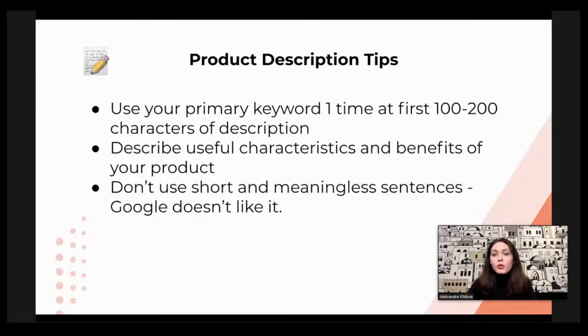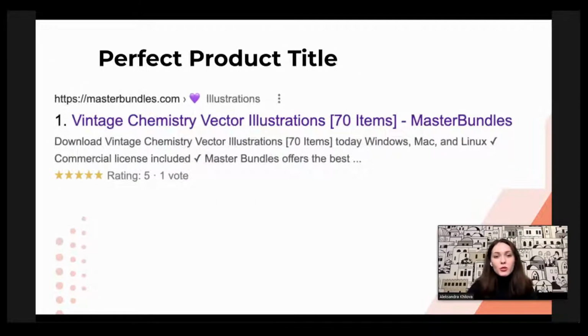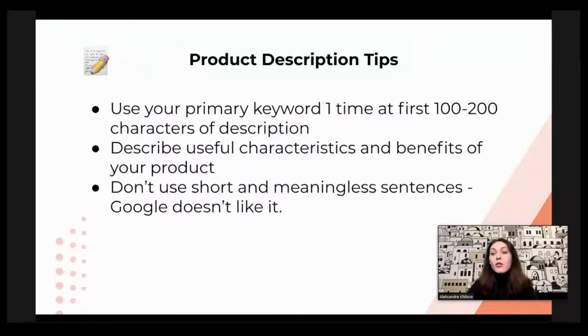Use the primary keyword at least one time in the first 100 characters of your product description. For example, vintage chemistry vector illustrations. So when I write my product description, I will definitely use this keyword in my product description, and be very specific.